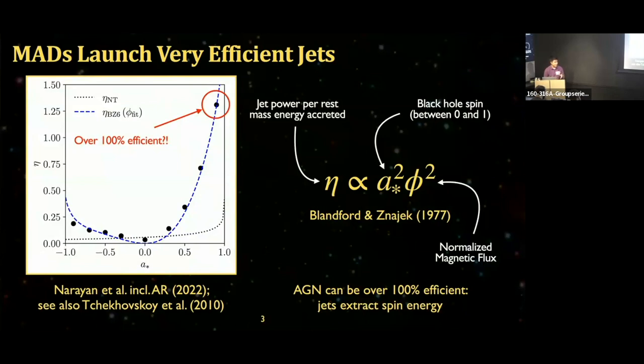And so if one were to maximize both of these, maximize the flux by making it magnetically arrested, and then maximize the spin by bringing it near unity, you can actually get jets that are over 100% efficient. And this is a plot from Narayan et al., 2022, where we were studying spin evolution in detail. This result was also seen before, Tchekhovskoy et al., 2010. The way that this is possible is because the jets are extracting spin energy from the black hole. Of course, that would be completely impossible if it were actually only using the rest mass energy.